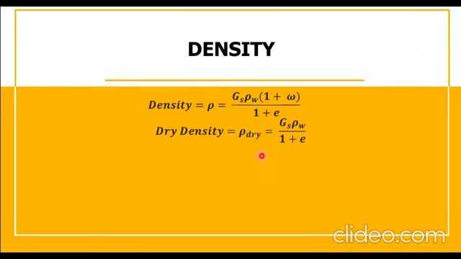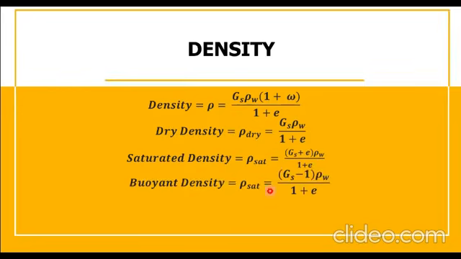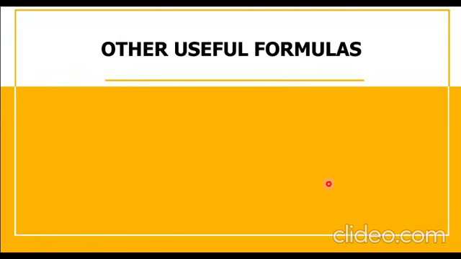And then if it's dry density, the unit weight of water will just be equal to density of water. So it's equal to specific gravity of soil multiplied by density of water all over 1 plus E. And if it's saturated, GS plus E multiplied by density of water over 1 plus E. And then that's buoyant. Buoyant density is equal to GS minus 1 all over 1 plus E multiplied by density of water.